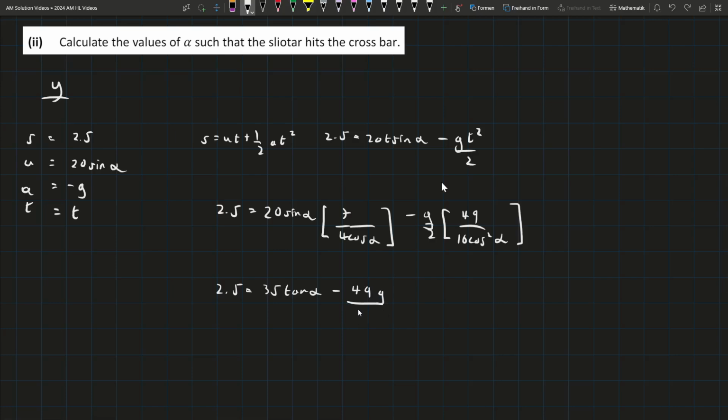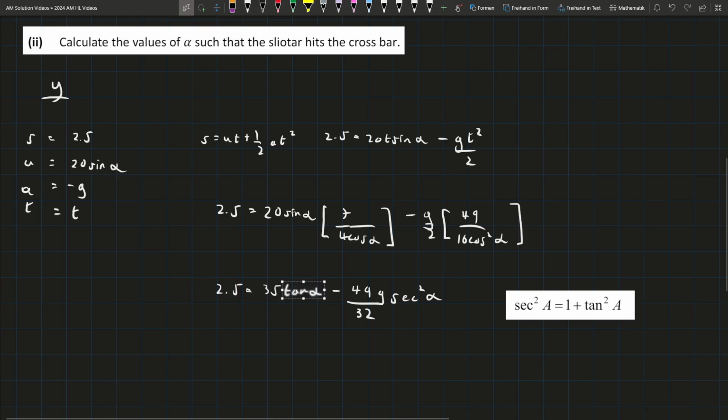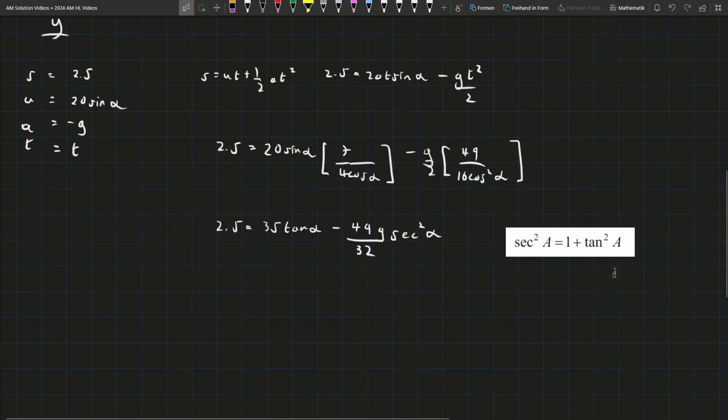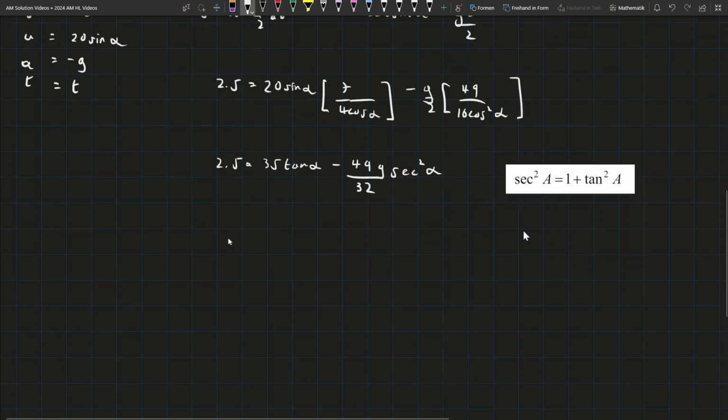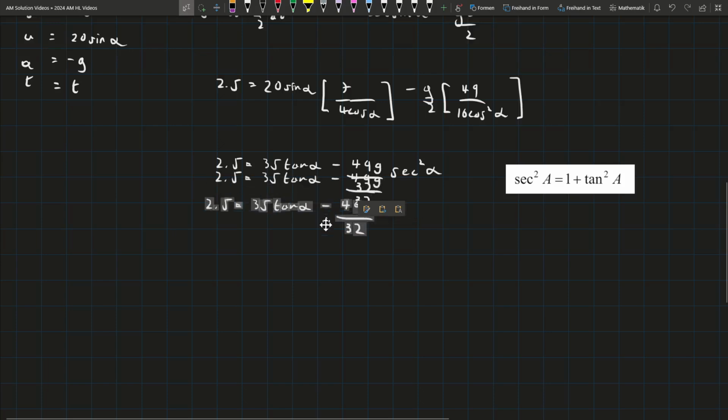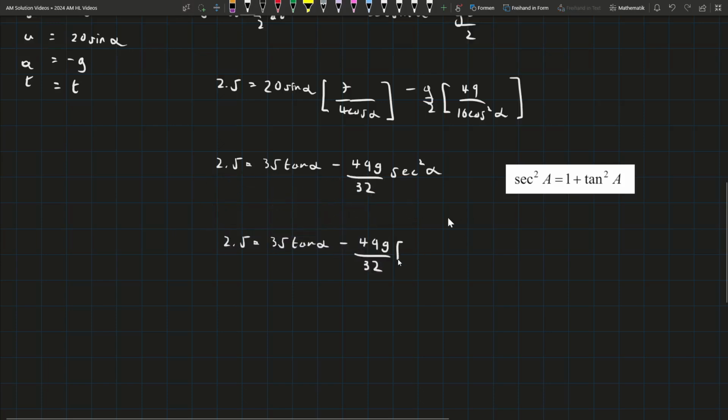And instead of writing cos squared, I'm going to write this as sec squared alpha, because we can use an identity. Since we need to solve for alpha, we can't do that when there's two different trigonometric functions. We have tan and we have secant squared. But we can use this trigonometric identity, which you often have to use in projectiles, that sec squared a is 1 plus tan squared a. So we can sub that in here. Everything else stays the same. We're going to replace that sec squared with 1 plus tan squared alpha.